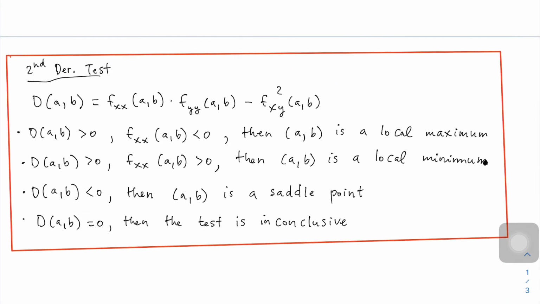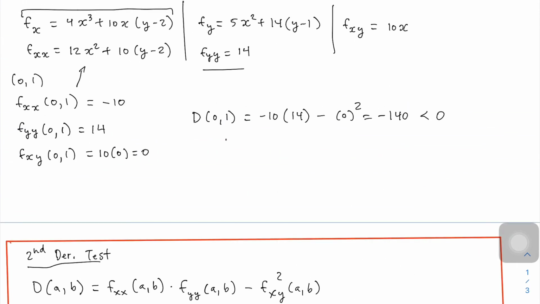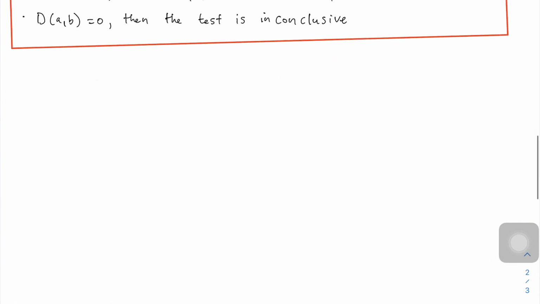Okay, we look at the requirement, it's on the third bullet. It says if D is below 0, then the point is a saddle point. Okay, so therefore, we can directly conclude that (0, 1) is a saddle point. Okay, so let's look at the other two critical points.